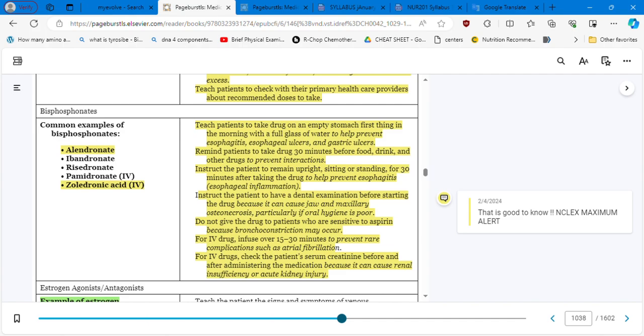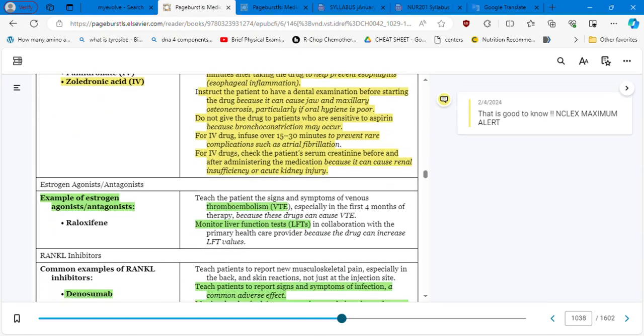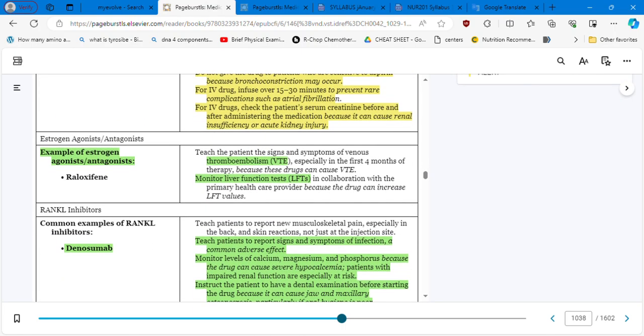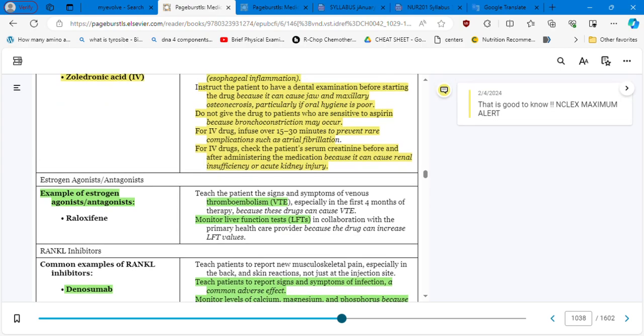So right there, with bisphosphonates, we have to prevent esophagitis, we have to prevent osteonecrosis, we have to prevent atrial fibrillation when we are giving zoledronic acid IV, and with this same drug, we have to check our serum creatinine before and after administering the medication because it can cause renal insufficiency. We don't want to cause any problem. And also pay attention to bronchoconstriction if the patient is taking aspirin.